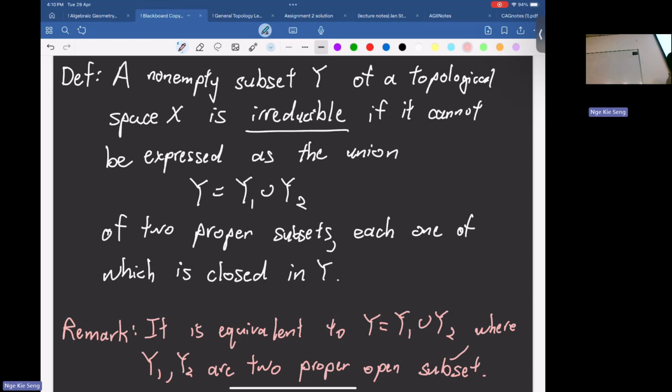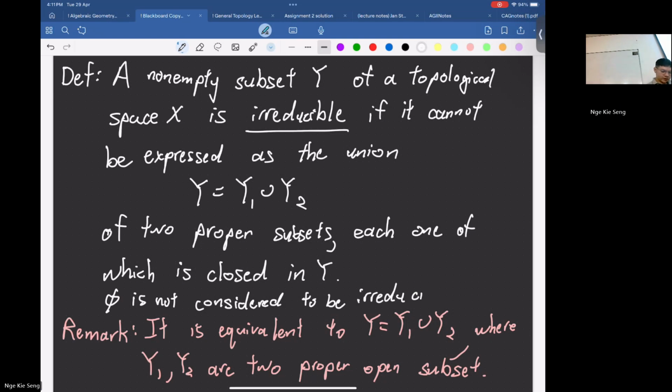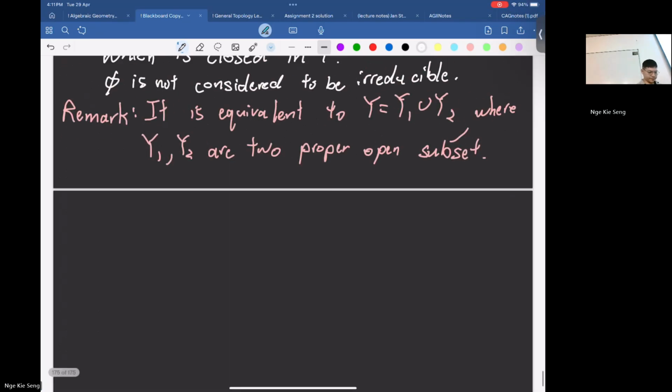So we will go in between them. I don't think we have an option to go one closed, one open. Either both closed or both open. There's one convention here: the empty set is not considered to be irreducible. So when we talk about irreducible subsets, we don't care about the empty set.